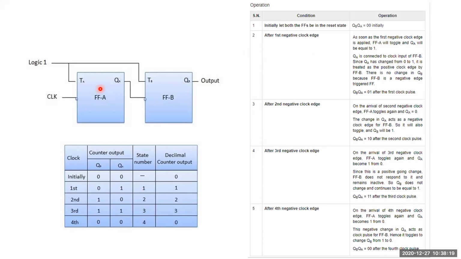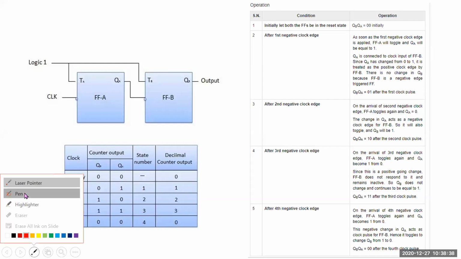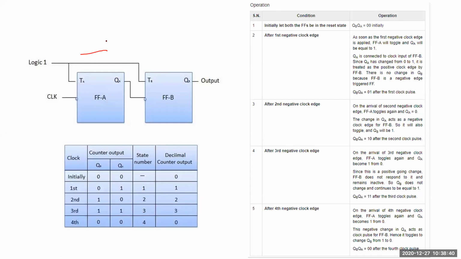Most of the manuals will show it as toggling means if the input is 1, whenever the clock is 1, the output also will become 1 or 0. But actually toggling means it will always be like a high and low state. It goes on becoming like this.